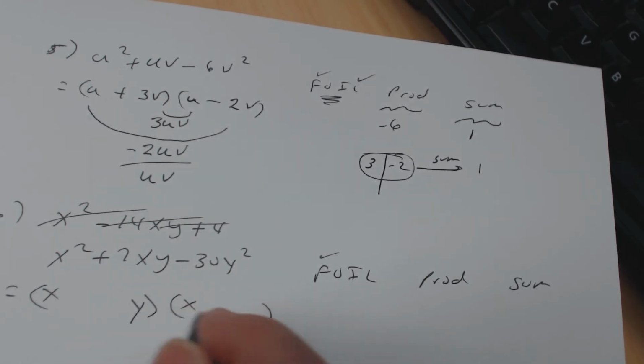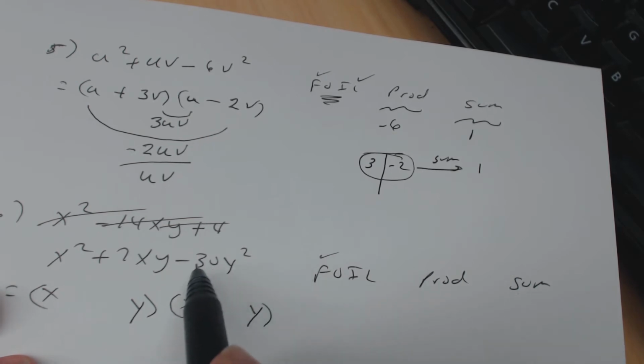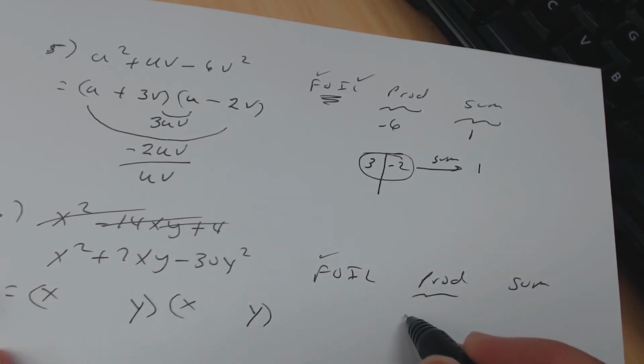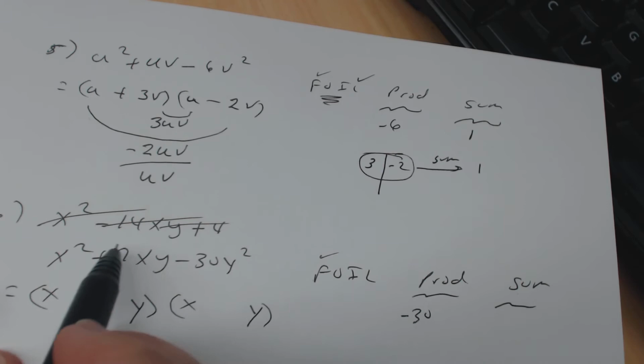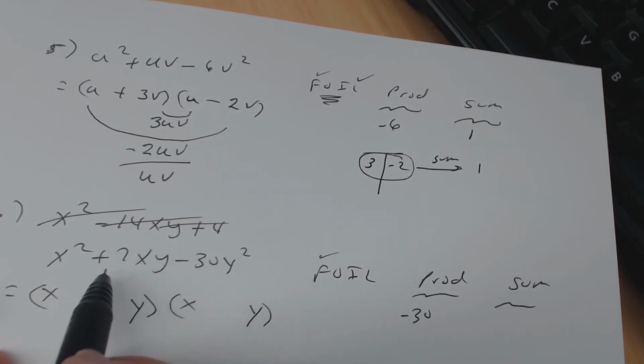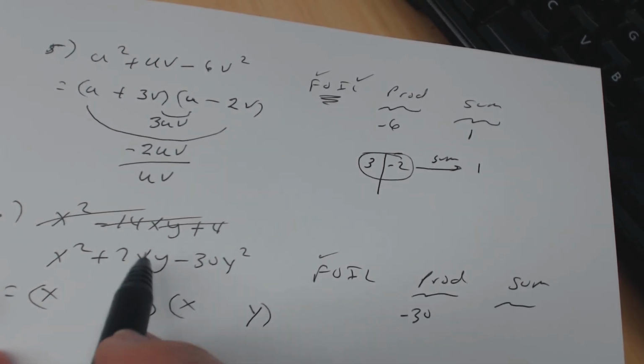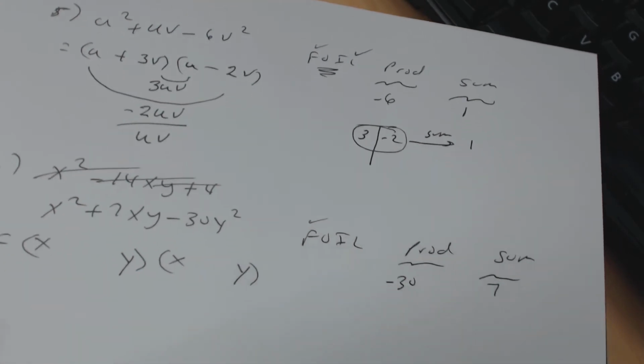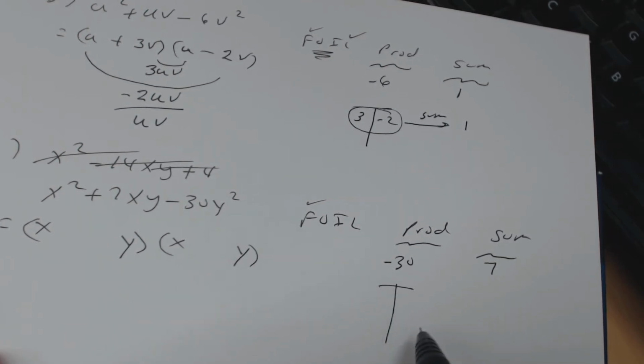So that means that in the last term, I've got to have a y, because y times y is y squared. Now let's figure out what these numbers need to be to get a negative 30. I need the product to be negative 30, and I need the sum to be the positive 7xy, the middle term. So I'm going to look at the coefficient for right now. The coefficient is 7. So we have to come up with two numbers whose product is negative 30 and whose sum is 7. Remember, one's going to be positive, one's going to be negative.